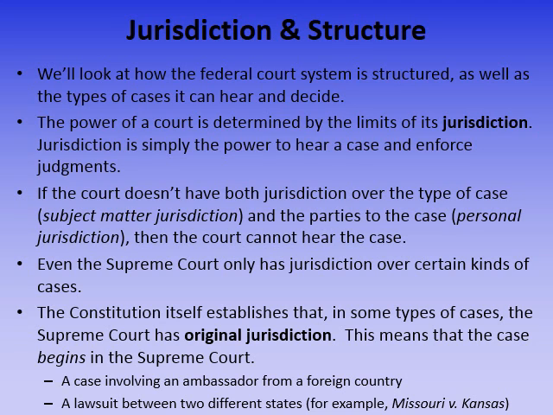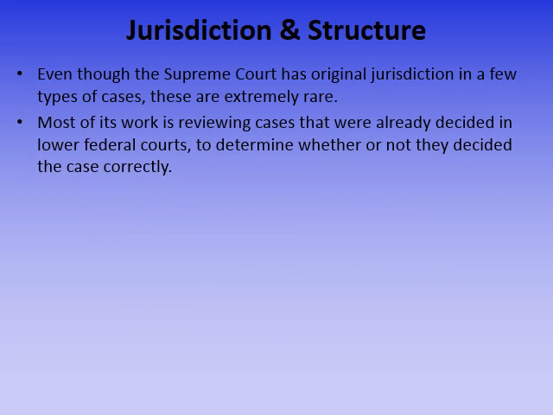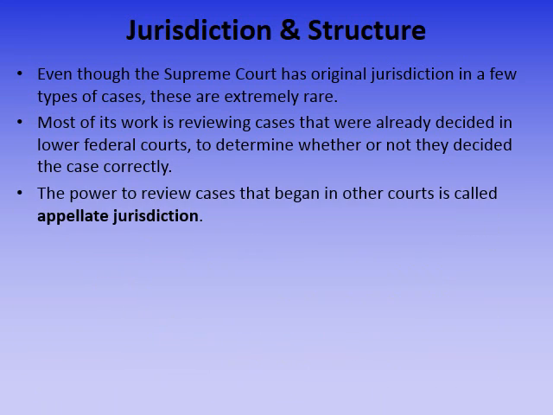In terms of the proportion of cases, it's a minute percentage that would actually begin in the Supreme Court, but it does have original jurisdiction over some kinds of cases. Again, those cases are extremely rare. Most cases have to start somewhere else before they get to the Supreme Court. Most of the work of the Supreme Court is actually done reviewing cases that were already decided in lower federal courts to determine whether or not the case was decided correctly. And so they will review those cases that were in another court first. And when they do that, that's what we call appellate jurisdiction. And that's the power to review a case that began in some other court.